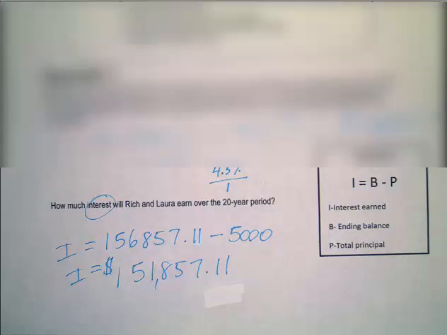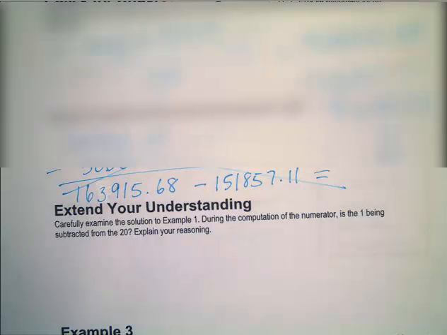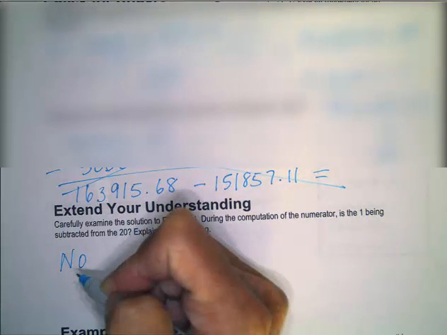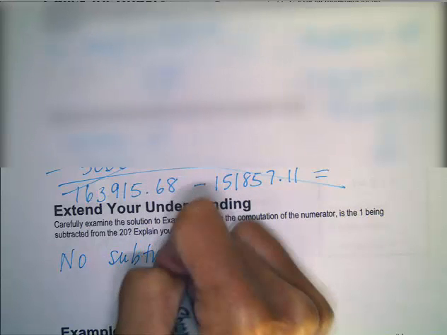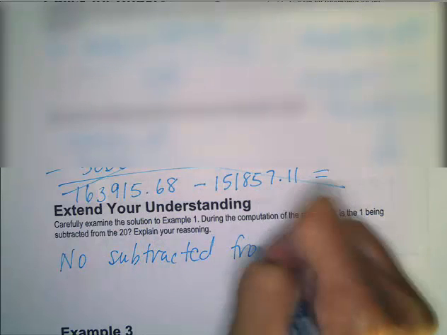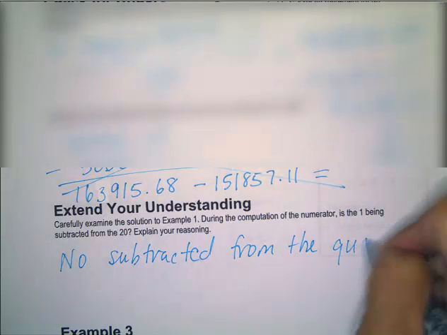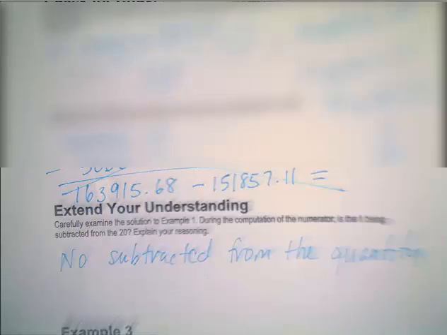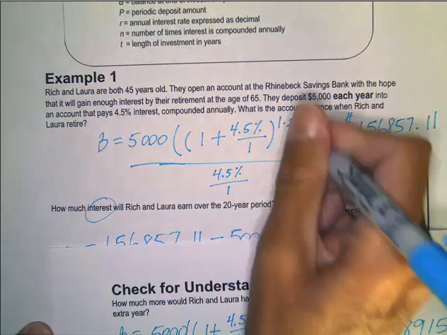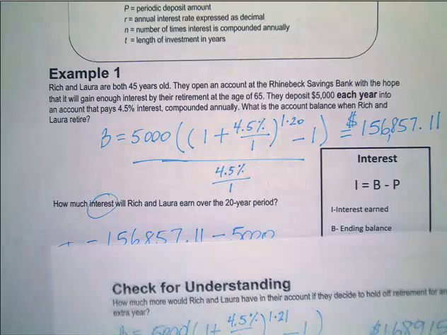Okay. All right, now they're asking us to carefully examine the solution in example 1. During the computation of the numerator, is the 1 being subtracted from the 20? Explain your reasoning. So if we go back to example 1 and we look at the numerator, is the 1 being subtracted from the 20? And the answer is, hopefully you're saying no. Why? Because it's subtracted from the quantity. So notice it's being subtracted from all of that part. So it's not part of the exponent.